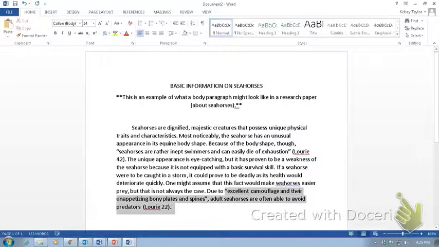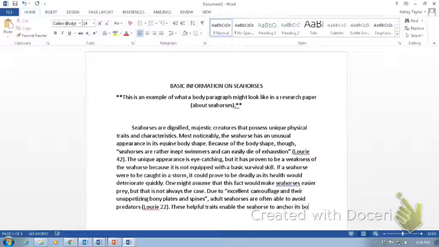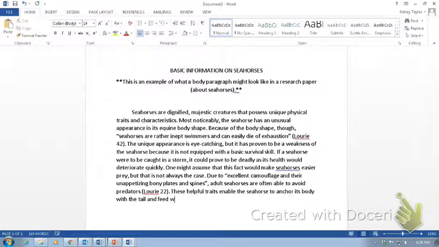Okay, I can't end my paragraph with that right there because I've got to elaborate. I have too many spaces right there. There we go. So, I might say these helpful traits enable the seahorse to anchor its body with the tail and feed without the fear of becoming a predator's dinner.